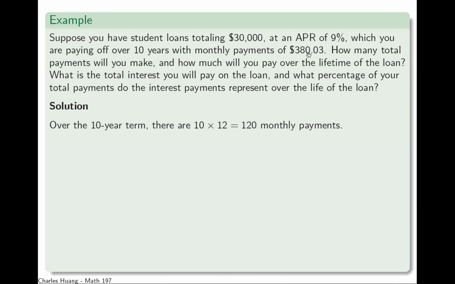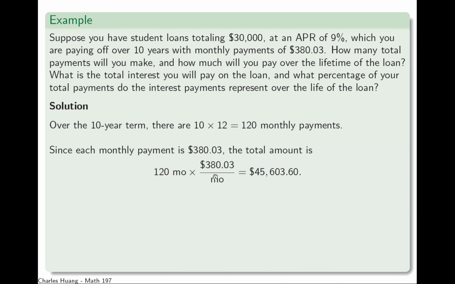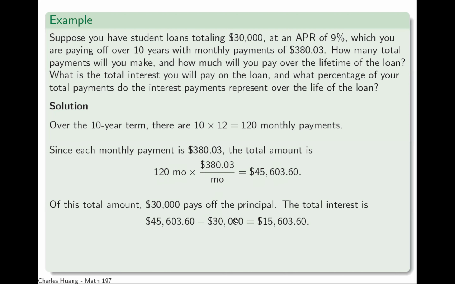Every single time we pay $380, so 380 per month times 120 months gives me 45,603.6. So we borrow 30,000, and we have to repay a little bit more, which makes sense. We have to pay interest, right? And how much interest are we paying? We find the difference: 45,603.6 minus the 30,000 we borrowed is the amount of interest.